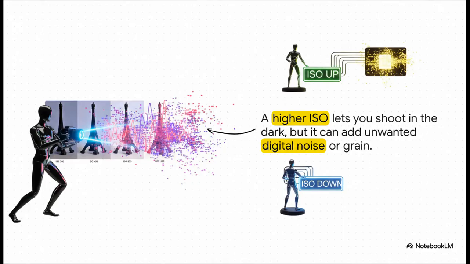Luckily for us, now we just change it with a button. And you can see here, as you crank up the ISO, the photo gets much brighter, which is great for dark situations. But, and this is a big but, there's a trade-off. The higher the ISO, the more you start to see this digital noise or graininess in the picture. So the goal is always to keep your ISO as low as possible for the best quality.